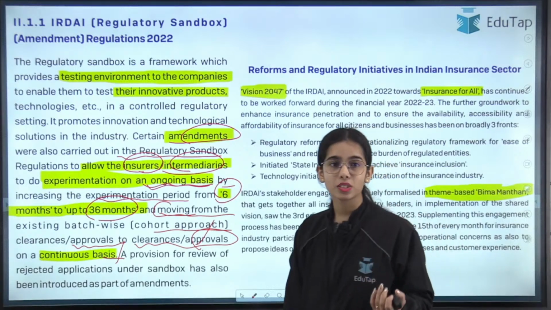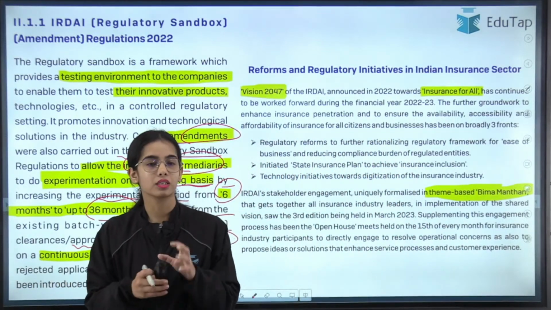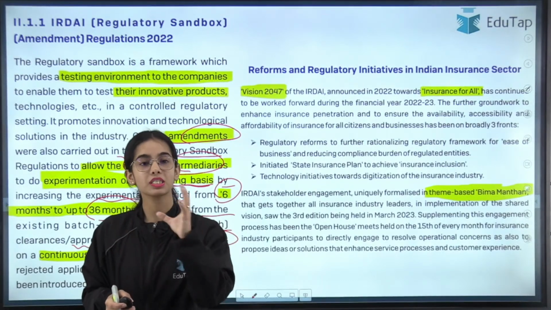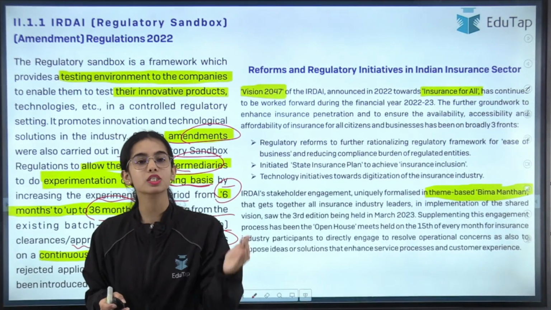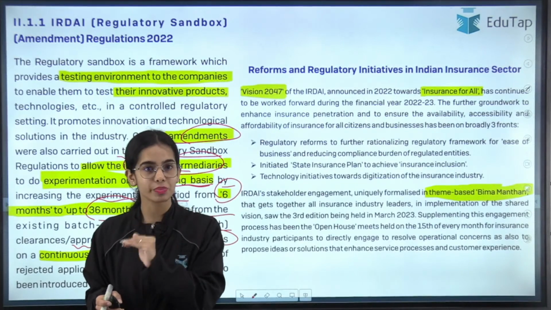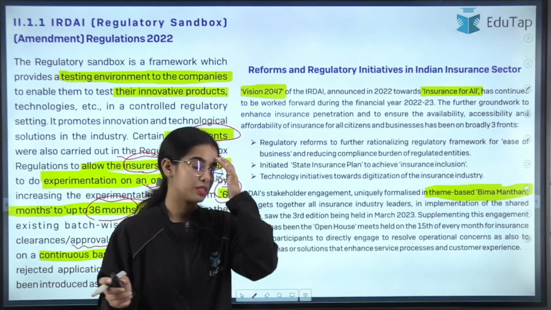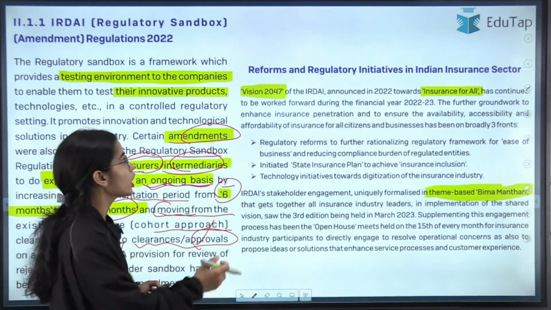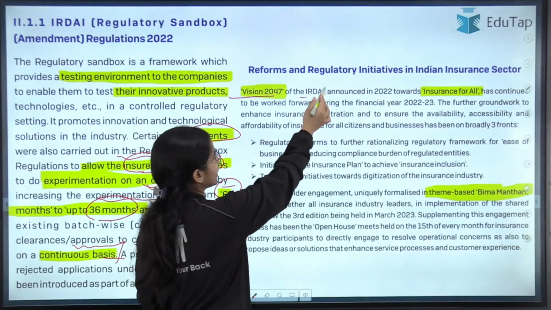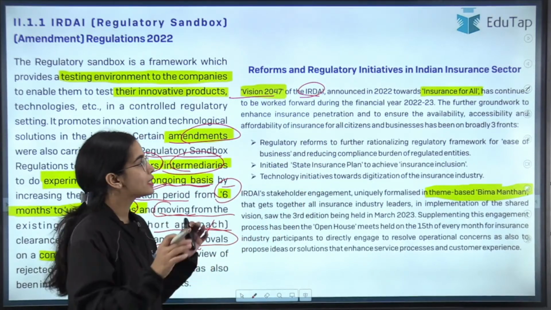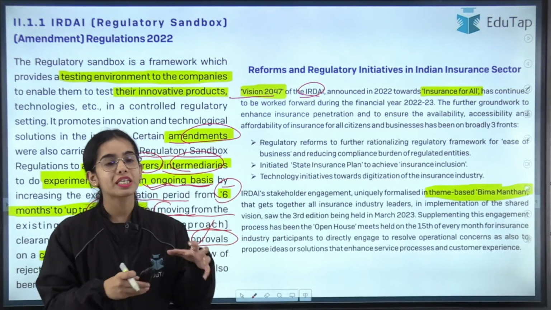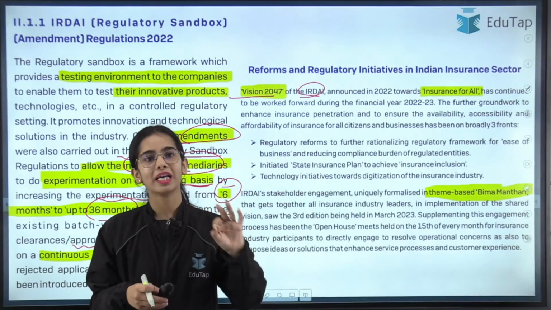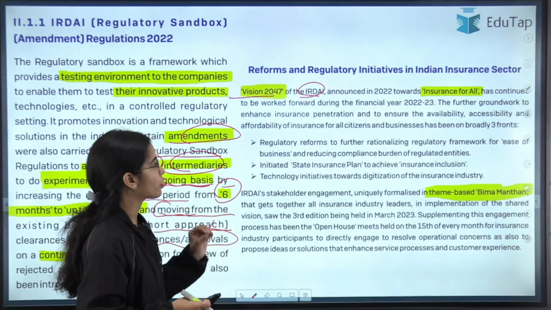Now coming to the next one, I hope the idea of the regulatory sandbox is clear: the time period has increased from 6 months to 36 months, and now the applications, clearances or approvals will happen on a continuous basis rather than the batch-wise basis. Reforms and regulatory initiatives in the Indian insurance sector. So Vision 2047 of the IRDAI, announced in 2022, is towards insurance for all. It is the vision of the IRDAI that we want to achieve insurance for all by 2047.